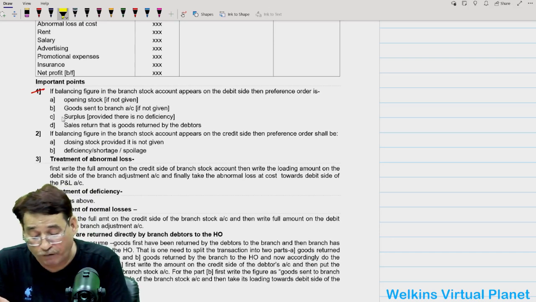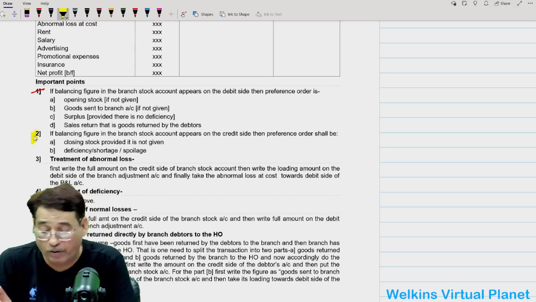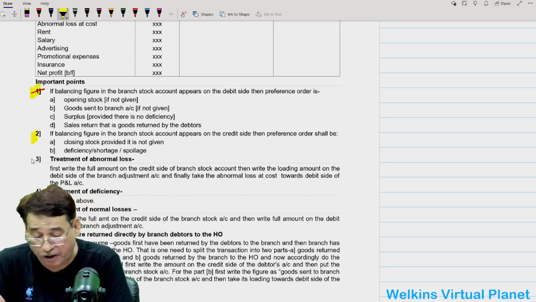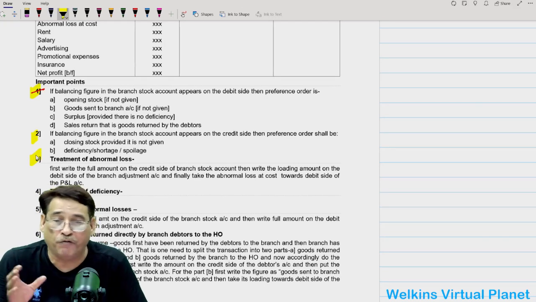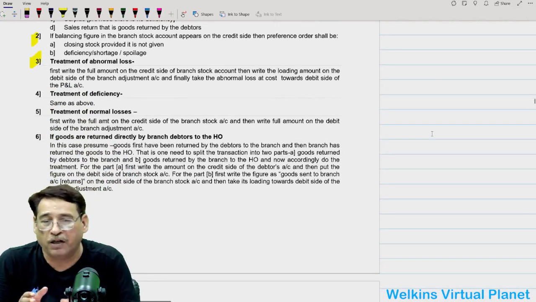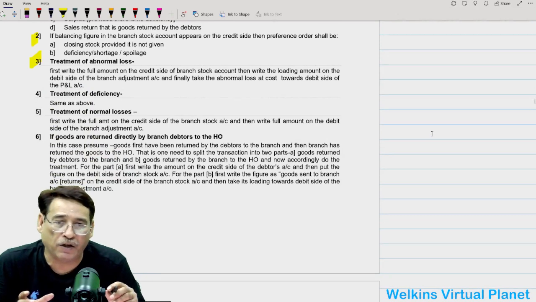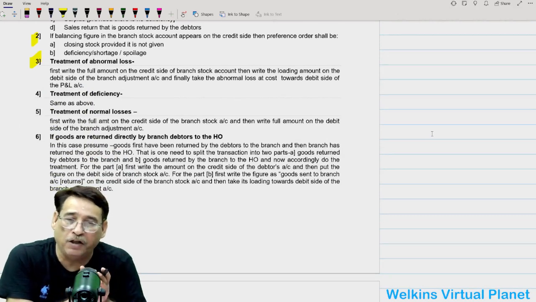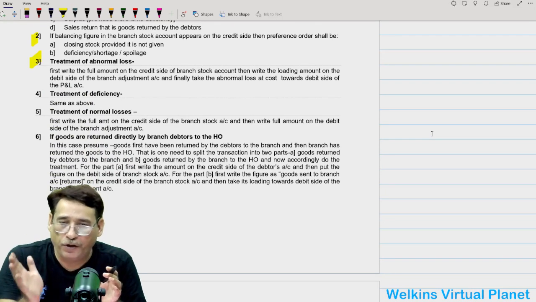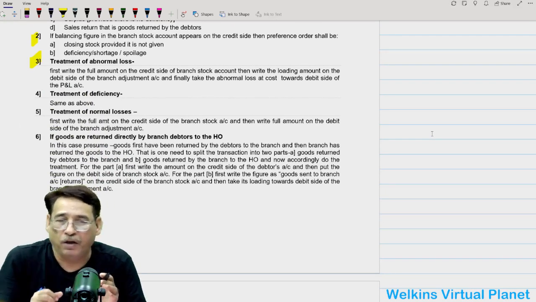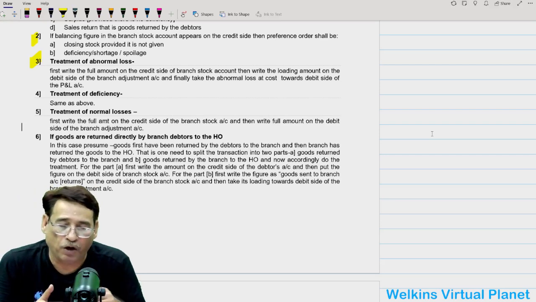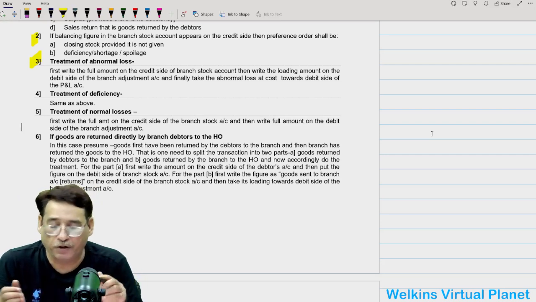If balancing figure is there, then what will be the treatment? How are we going to go about that? I have written everything over here. Treatment of abnormal losses: I told you, first of all, abnormal loss you are going to write in full towards the credit side of branch stock account. Then you will split it into loading part and cost part. Abnormal loss loading will be written towards the debit side of branch adjustment account, and abnormal loss at cost will be written to the debit side of P&L account.